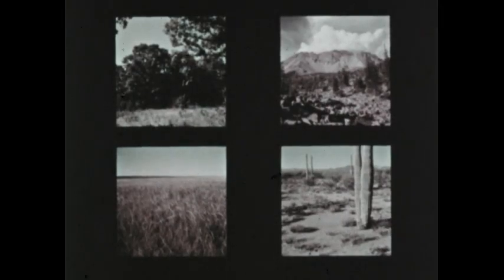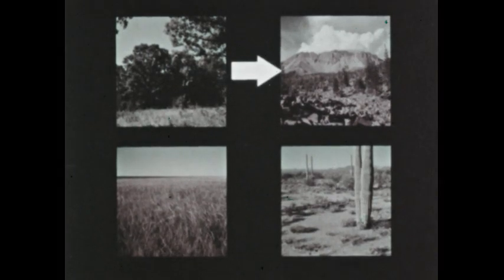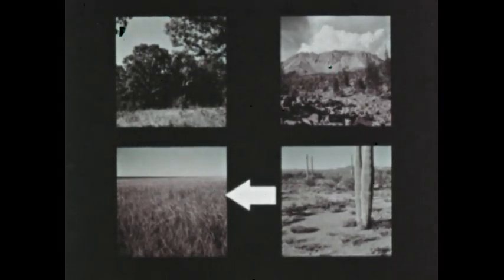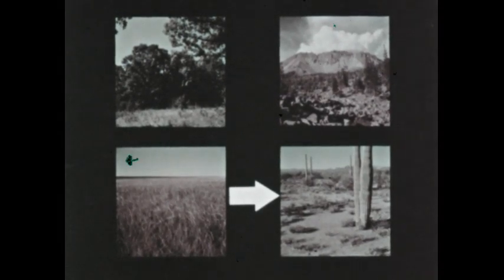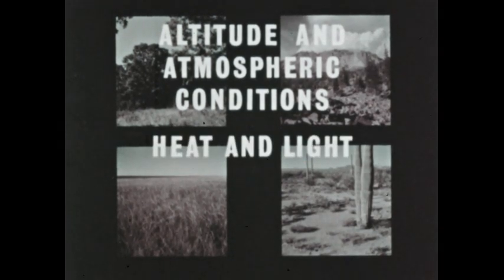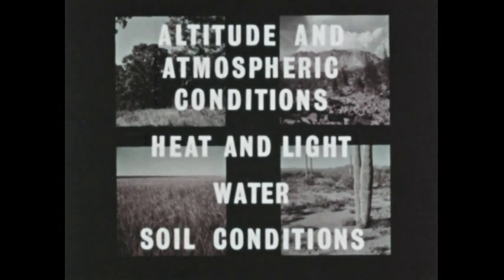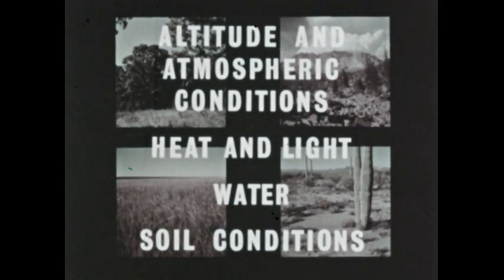Of the many biomes, we'll examine those of a deciduous forest, a coniferous mountain forest, a grassland, and a desert in relation to these factors of physical environment: altitude and atmospheric conditions, heat and light, water, and soil conditions. We'll begin with the deciduous forest.